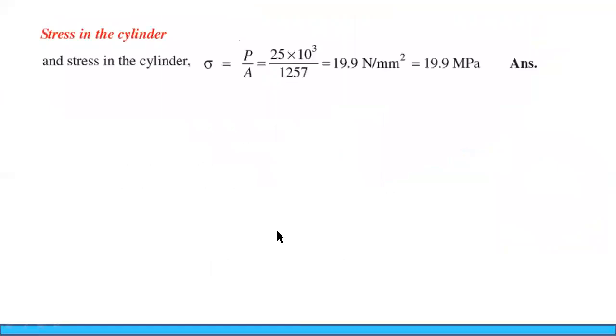Then after that, the formula for stress equal to load by area. So load 25,000 is given and area equal to 1257, the area of the hollow cylinder. Already we have found that. Okay, so the final answer for stress induced in the cylinder equal to 19.9 Newton per mm square. Here 1 Newton per mm square equal 1 megapascal. Okay, this is the answer for stress induced in the hollow cylinder.